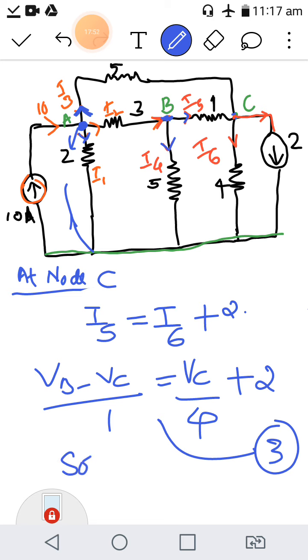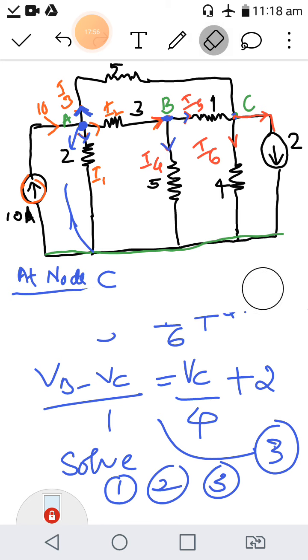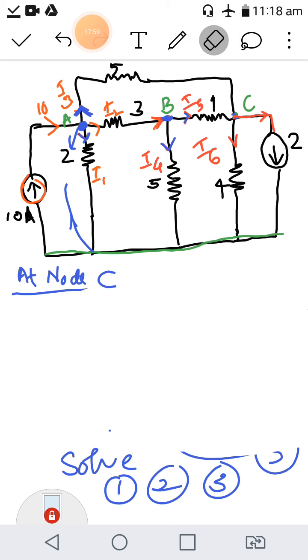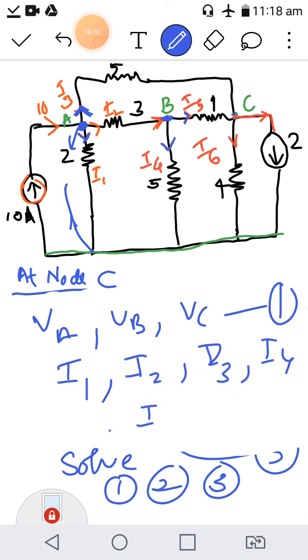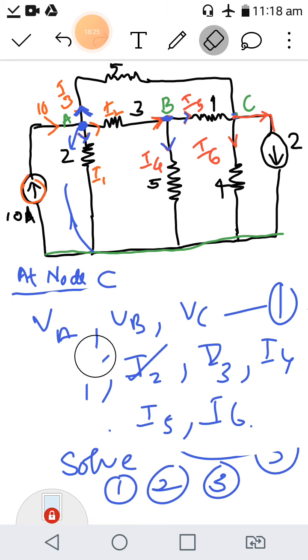Okay, now solve equation number 1, 2 and 3 to find out the parameters VA, VB and VC. Once you know VA, VB, VC, you know how to calculate I1, I2, I3, I4, I5 and I6. Because if you want to calculate I1, that will be VA by 2. I2, how will you calculate? VA minus VB by 3. Similarly, all the equations already you know, you just substitute and find out the final answer. Okay.